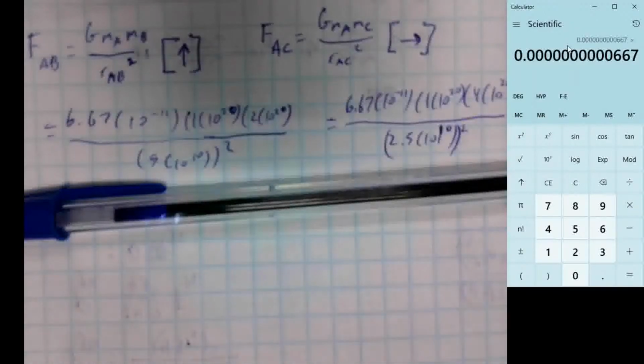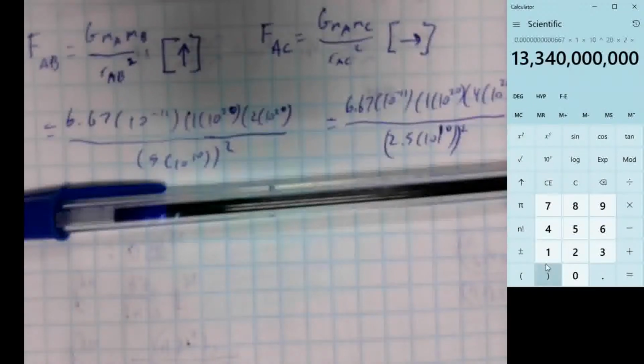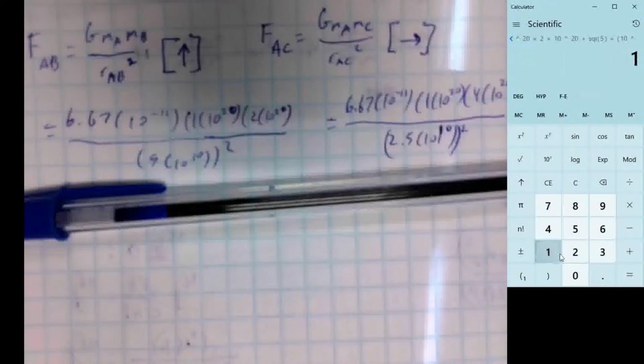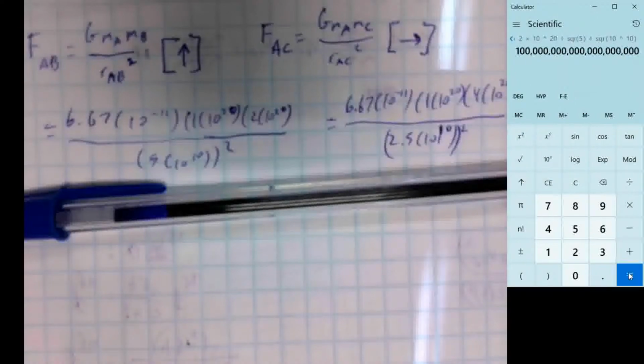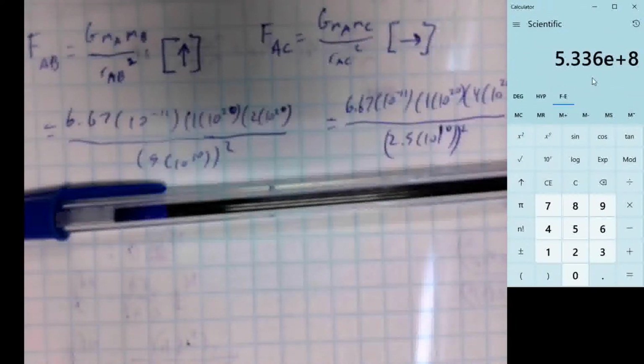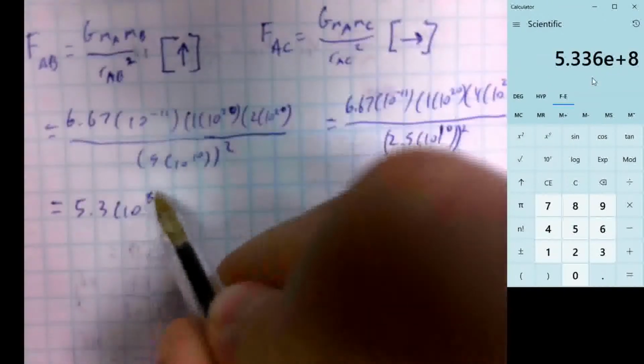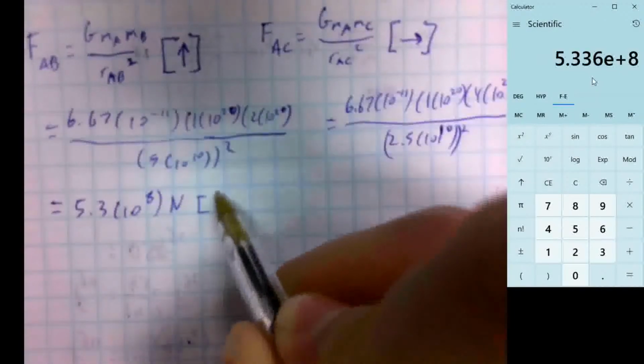That G value times 1 times 10 to the power of 20 times 2 times 10 to the power of 20 divided by 5 squared divided by 10 to the power of 10 squared. So 10 to the power of 10 squared equals this value, which ends up being 5.3 times 10 to the power of 8 newtons up.